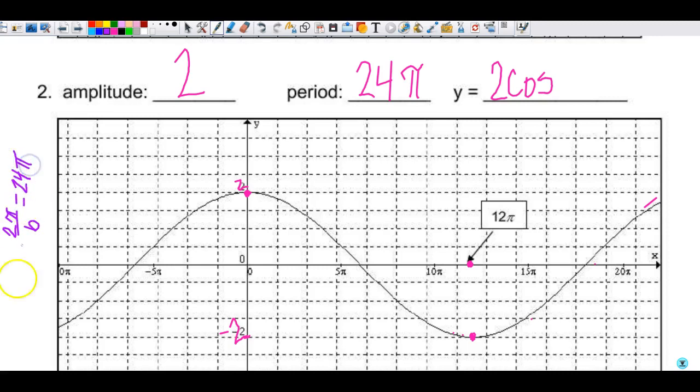Well then, if that's true, then 2 pi divided by 24 pi has to equal b. So we cancel those pi's out, and 2 over 24 reduces to 1/12. So your b, or how many cycles you get, is 1/12. And it'll be x, because we're using radians. That is how you write those equations.